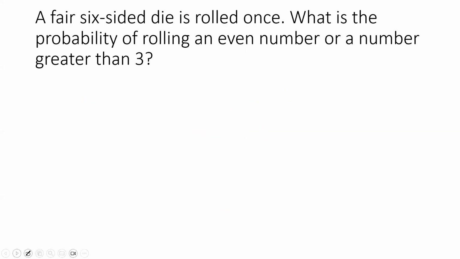Now look at this one here. A fair 6-sided die is rolled once. What is the probability of rolling an even number or a number greater than 3? So if you look at this again, I've got 1, 2, 3, 4, 5, 6. And then even numbers are 2, 4, 6. A number greater than 3, I've got 4, 5, 6. So 4 is greater than 3 and it's also even. 6 is greater than 3 and it's also even. So we can have things happening at the same time.